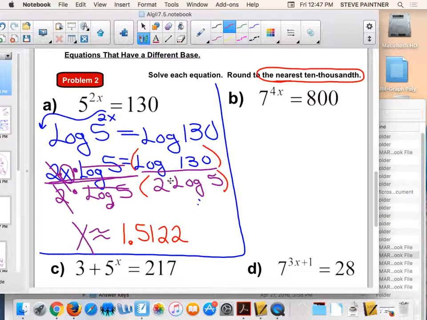Hey guys, how do you know it's right? Plug it in. You know what? Maybe just once we should try it. 5 to the 2 times 1.512, is it 130? Try it. I get these answers when I solve exponential equations and I never trust them because the answers look so terrible. The answer is 1.512. I'll just check it quick.